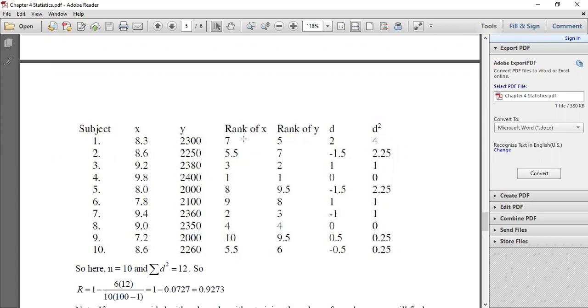For this one, we are only considering up to 1 decimal place. So if possibly we did to 2 decimal places, possibly we could have 8.62 and the other one 8.65. So you can see those will be different.